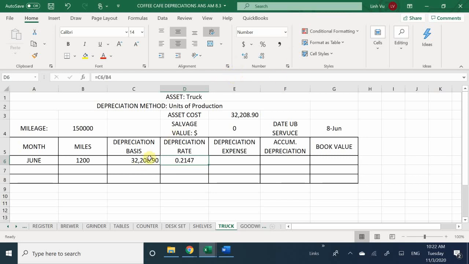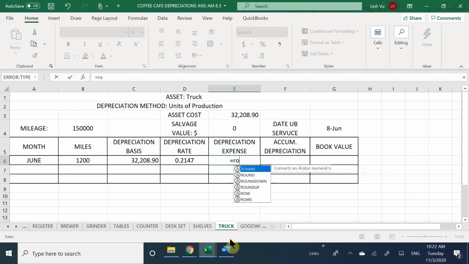Okay, so I'm going to leave just 4 decimal places to display. But make sure you keep that long calculation in your calculator. Now, what is my depreciation expense? The rate times the miles. So 0.2147 times 1,200. I'm going to use equal round because I have that long number for my rate.